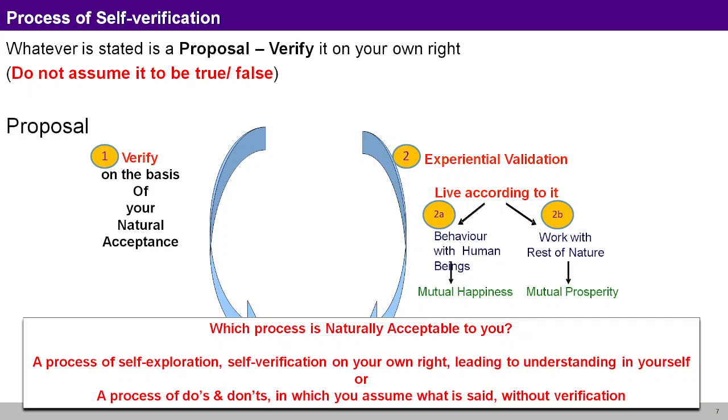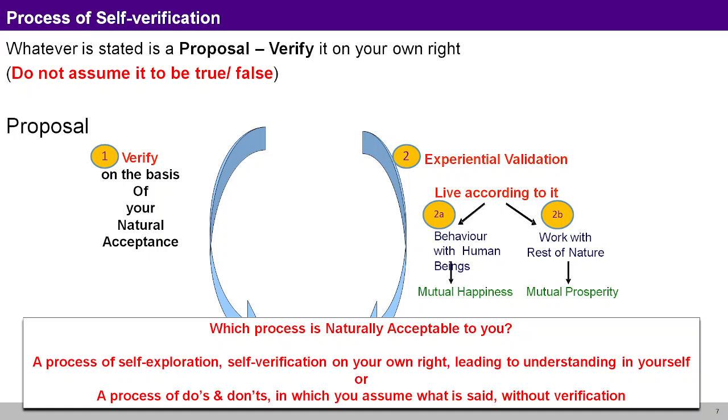When you try to live according to it, it will be revealed through your behavior with human beings. When it is in harmony within yourself, that behavior leads to mutual happiness with the rest of the human beings. When you work with the rest of nature with the same understanding, you will be mutually prosperous. Mutually prosperous. So keep this as a takeaway message for this day.